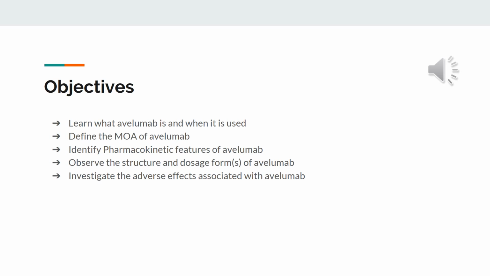Our objectives for today are to learn what Avelumab is and when it is used. We're going to define the mechanism of action of Avelumab. We're going to identify pharmacokinetic features of Avelumab, observe the structure and dosage forms of Avelumab, and investigate the adverse effects associated with this drug.